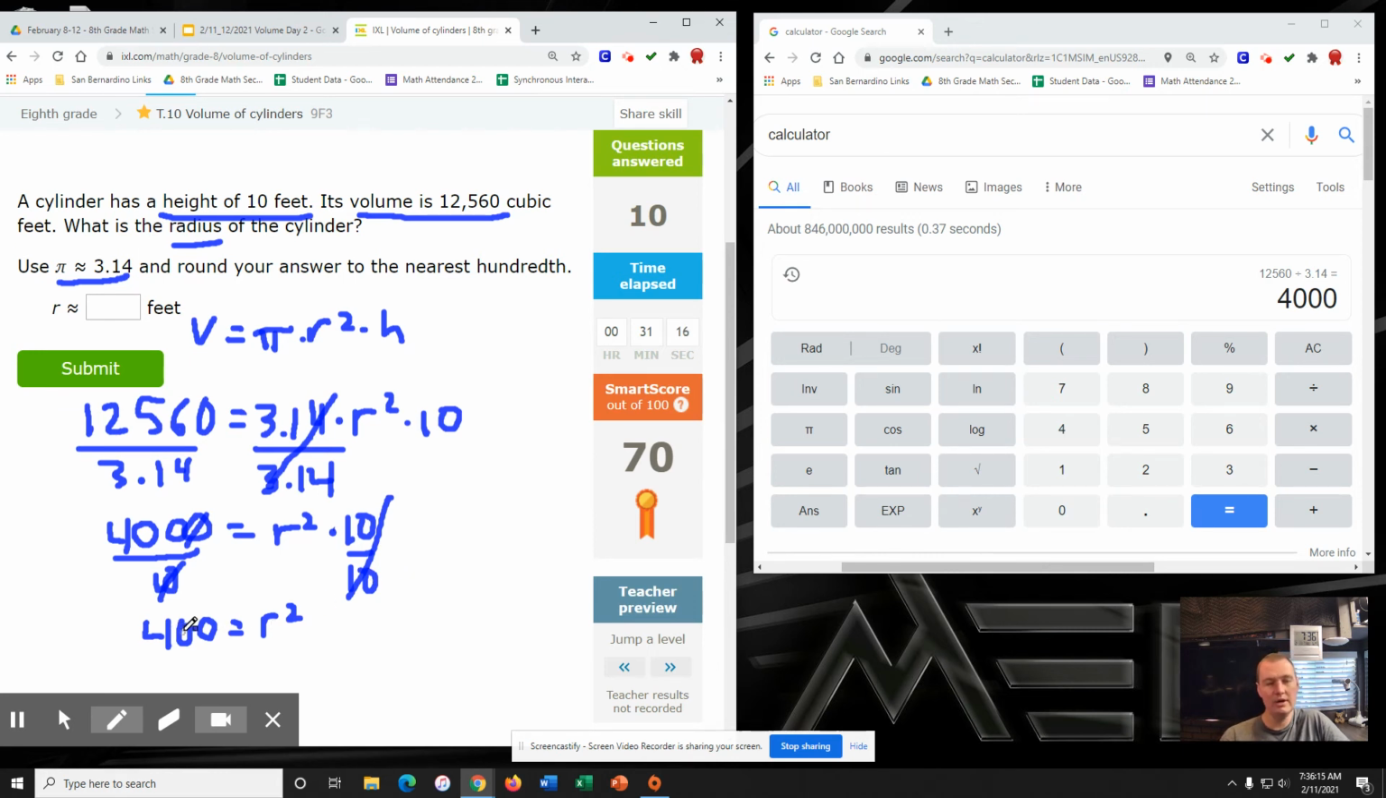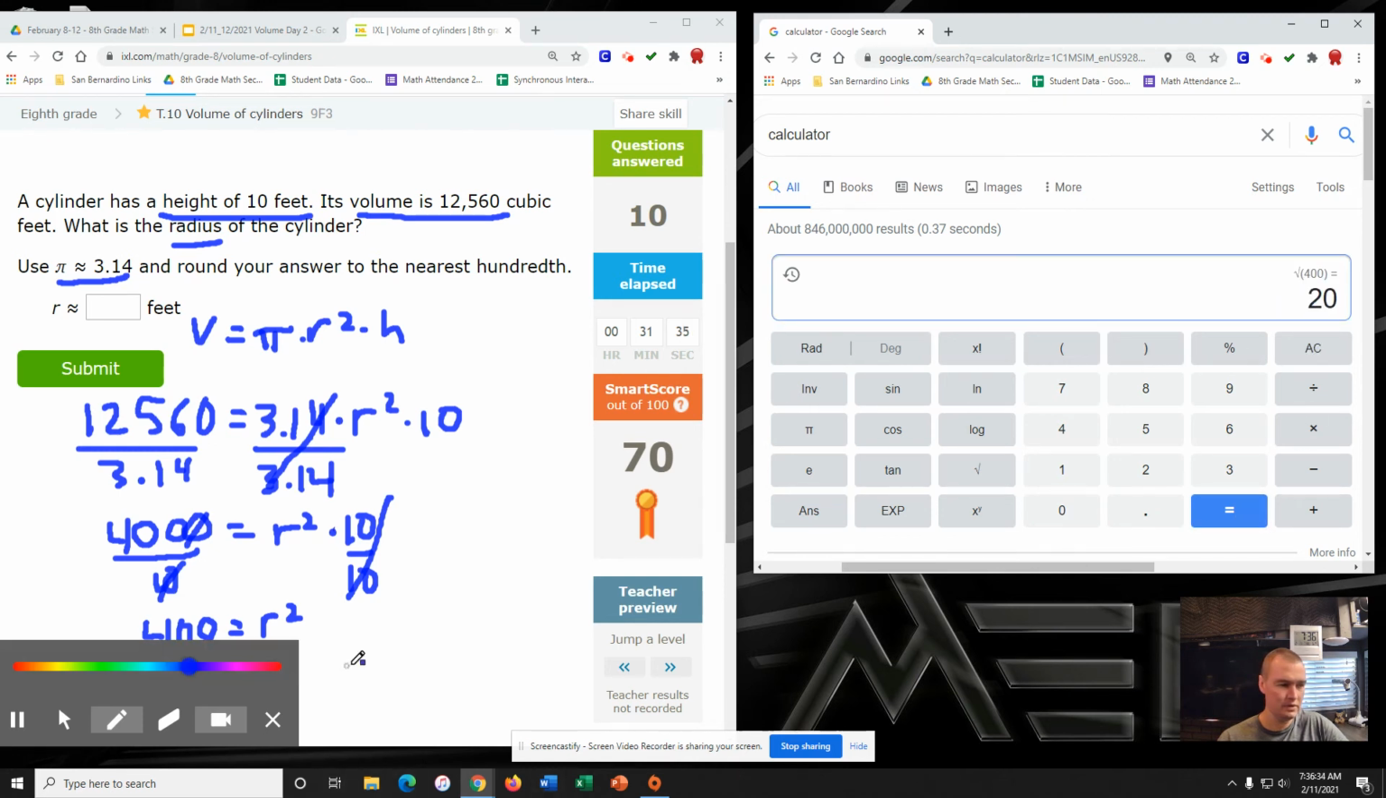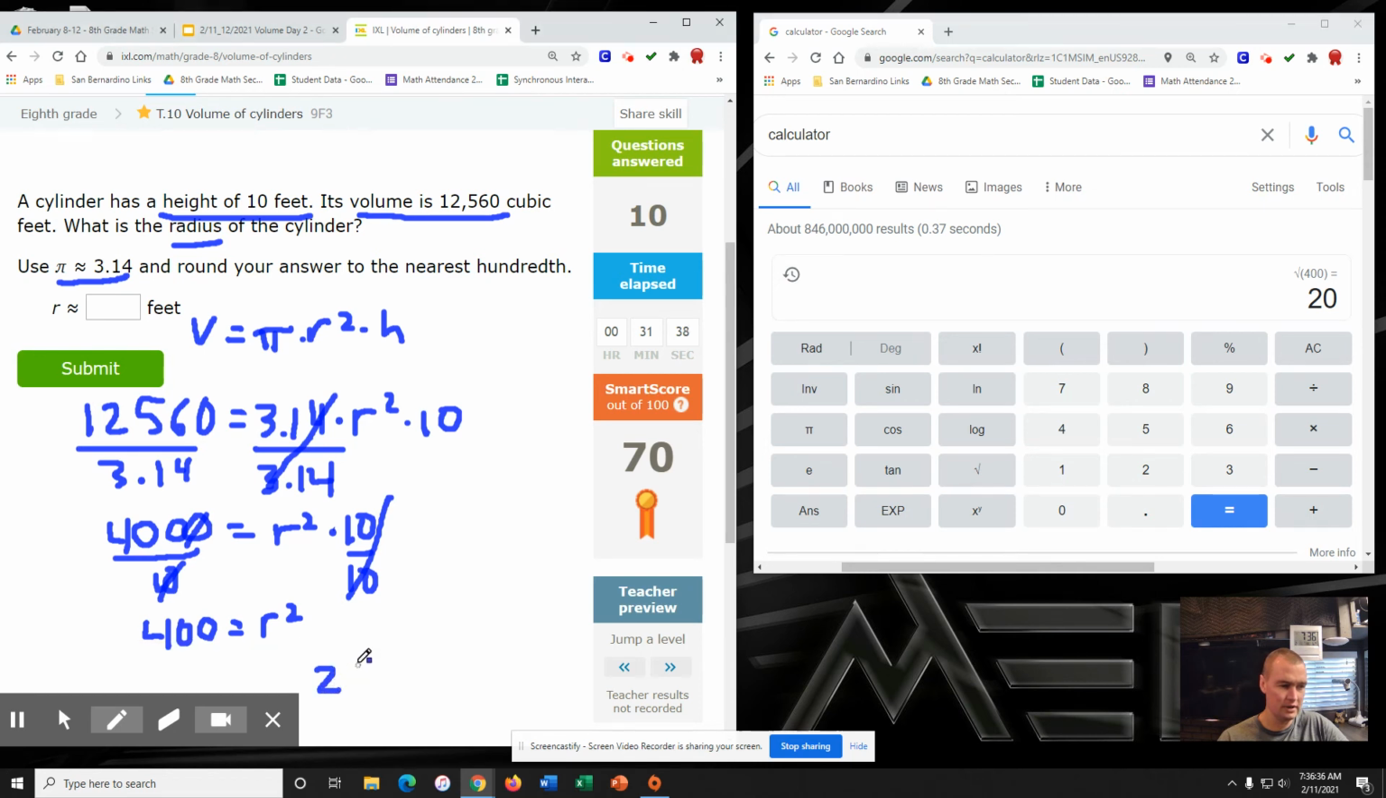So now you ask yourself, well, what number gives you 400? Should be 20, right? 20 times 20 gives you 400. So those are ones you kind of get to know after a while. In case you want to see that in action, square root 400 in the calculator. There it is plugged in. Equals 20. So 20 equals r. And why do we do that? Because we did something called the square root to get rid of the squared power. So therefore, radius is 20.